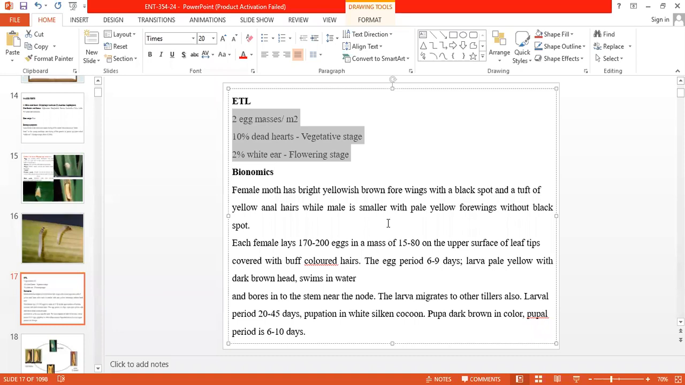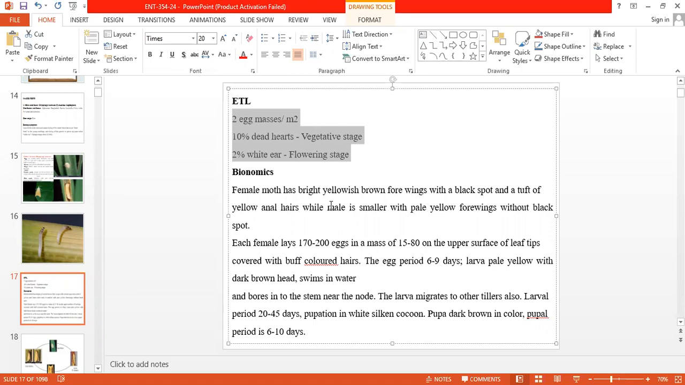So according to that ETL, we should apply the various management practices: 2 egg masses per square meter, or 10% dead heart symptoms in the vegetative stage, or 2% white ear symptoms in the flowering stage.